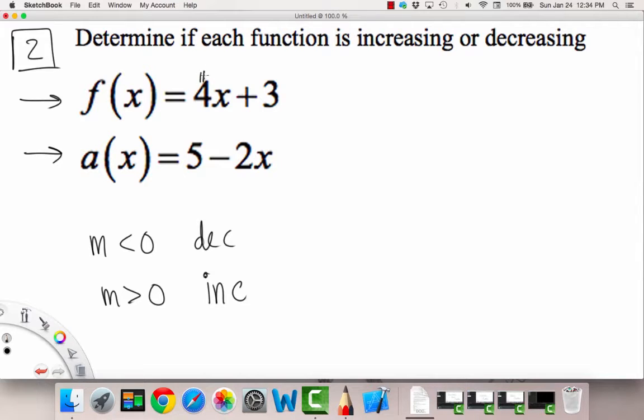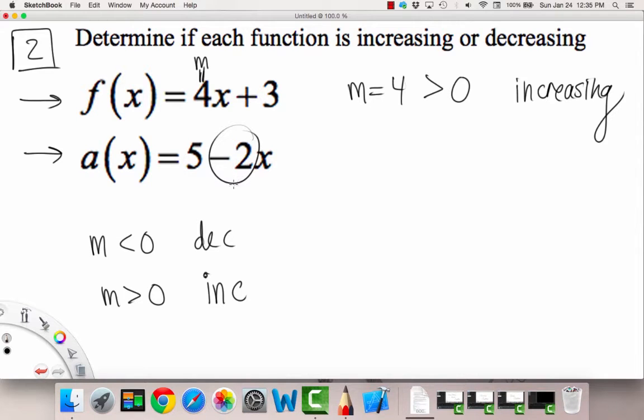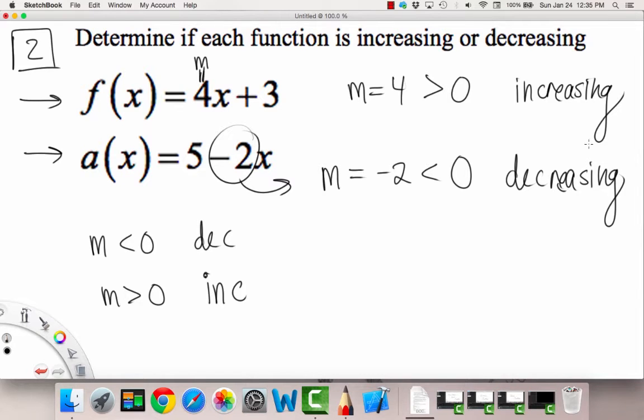We see that the coefficient of x, which is our m, our slope, is equal to positive 4, which is greater than 0. So we have an increasing function. So f is increasing. Alrighty, and if we look at this one, the coefficient, or what comes right in front of x, is a negative number. So our slope for this one is equal to negative 2, which means it's less than 0. So this one here is decreasing. Okay, pretty quick question there.